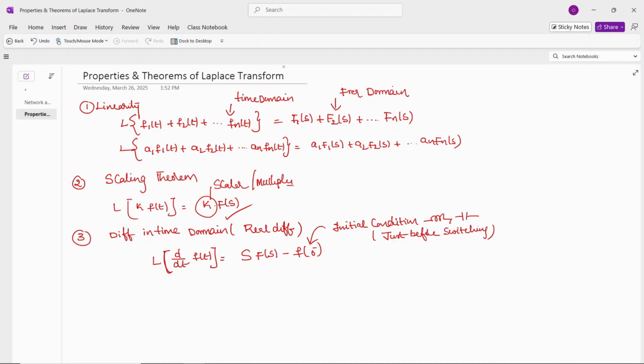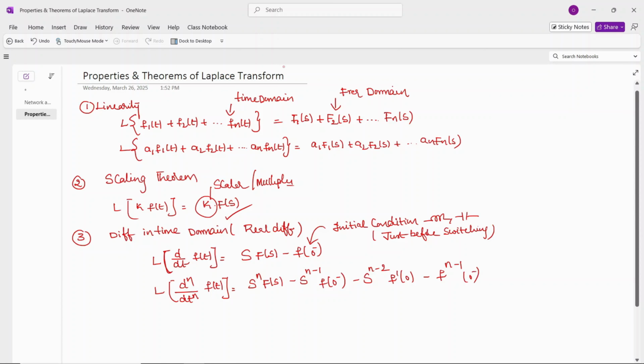How to write it in a standard format, we will also discuss. Laplace of d to the power n divided by dt to the power n of a function f of t, we are going to write as s to the power n into F of s minus s to the power n minus 1 into f of 0 minus, minus s to the power n minus 2 into f dash of 0, and so on, up to f to the power n minus 1 of 0 minus. This is the general formula.